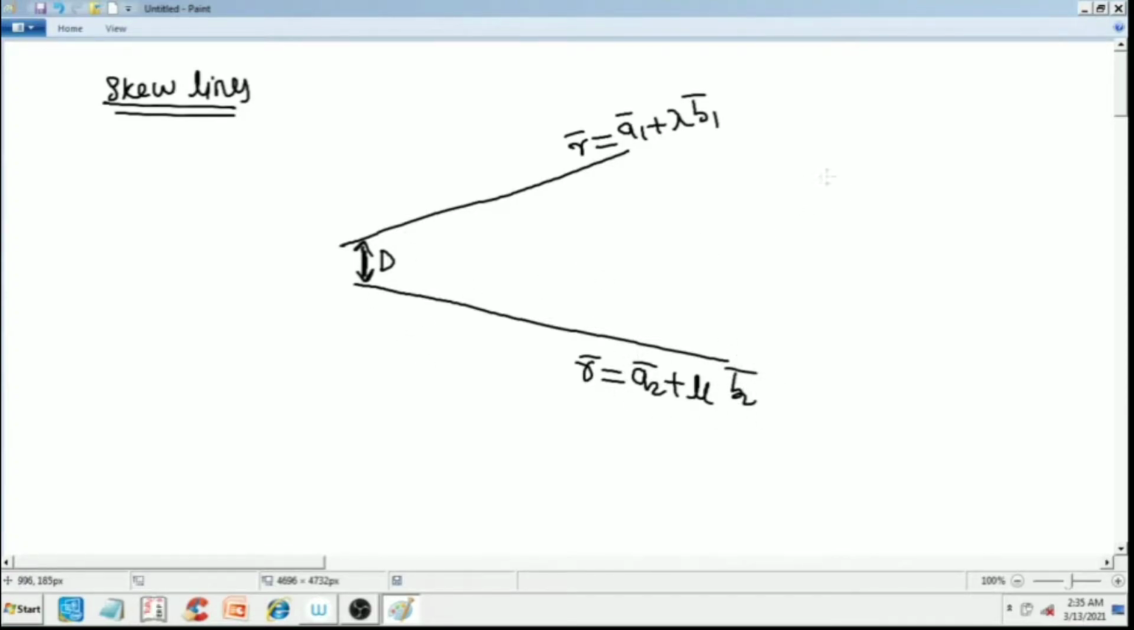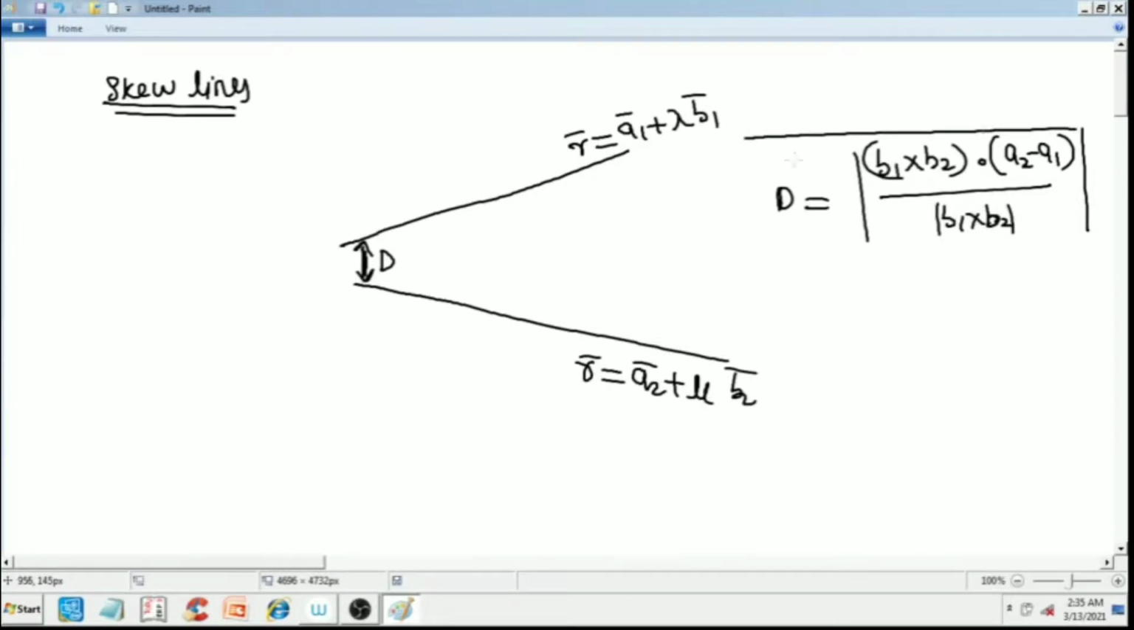The distance between them, d, is equal to the dot product of b1 cross b2 with a2 minus a1, divided by the magnitude of b1 cross b2. So this is the shortest distance between the two lines. Let's solve a few problems on this concept.